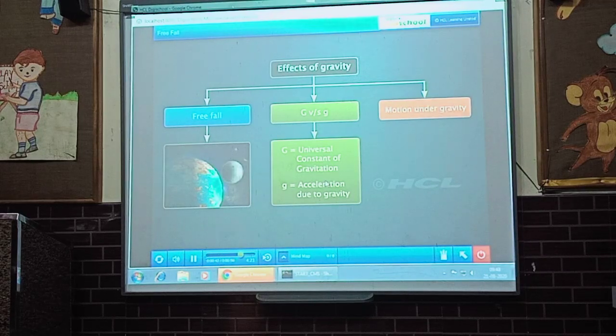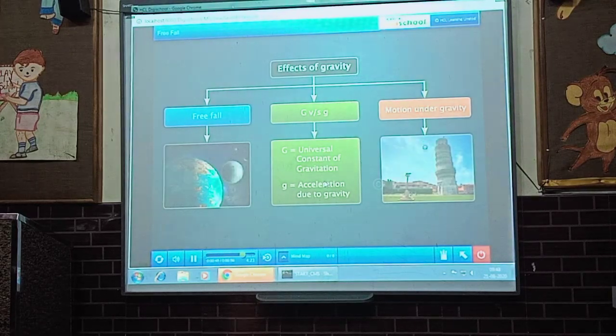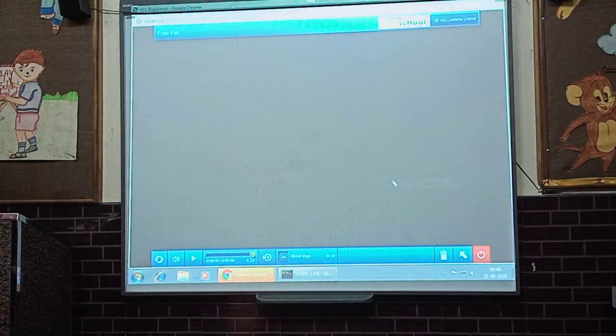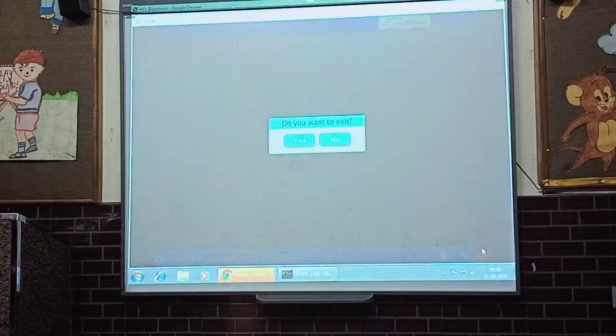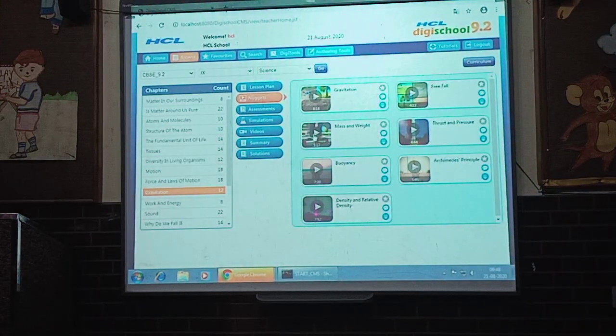Motion under gravity. The acceleration provided by gravitation is independent of a body's mass. Hence, all objects accelerate at the same rate in free fall. Next is mass and weight.